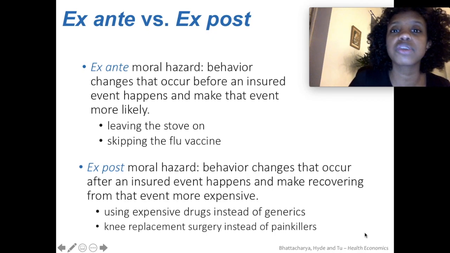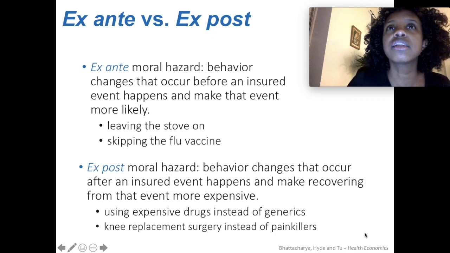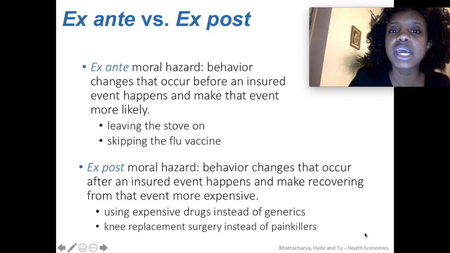So after you get a particular diagnosis, let's say, the tendency to demand more expensive medical care because you have insurance is an example of ex post moral hazard.